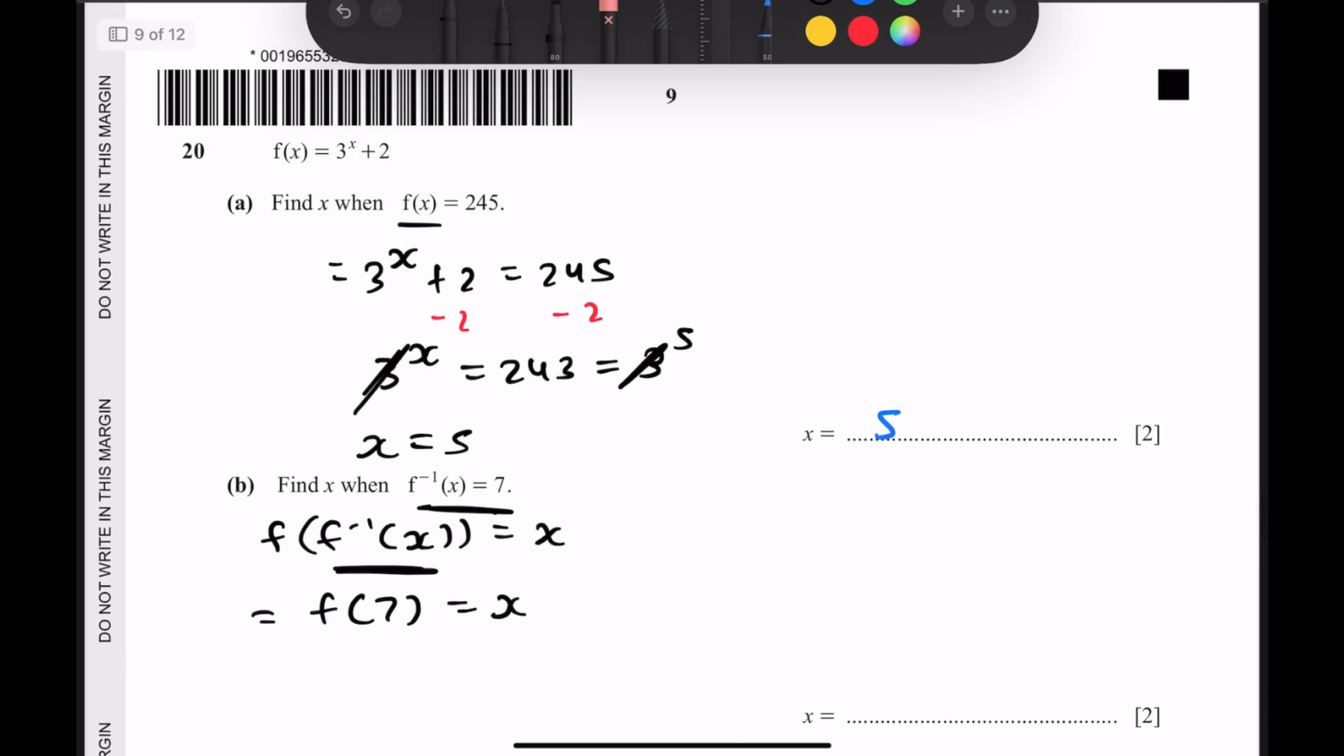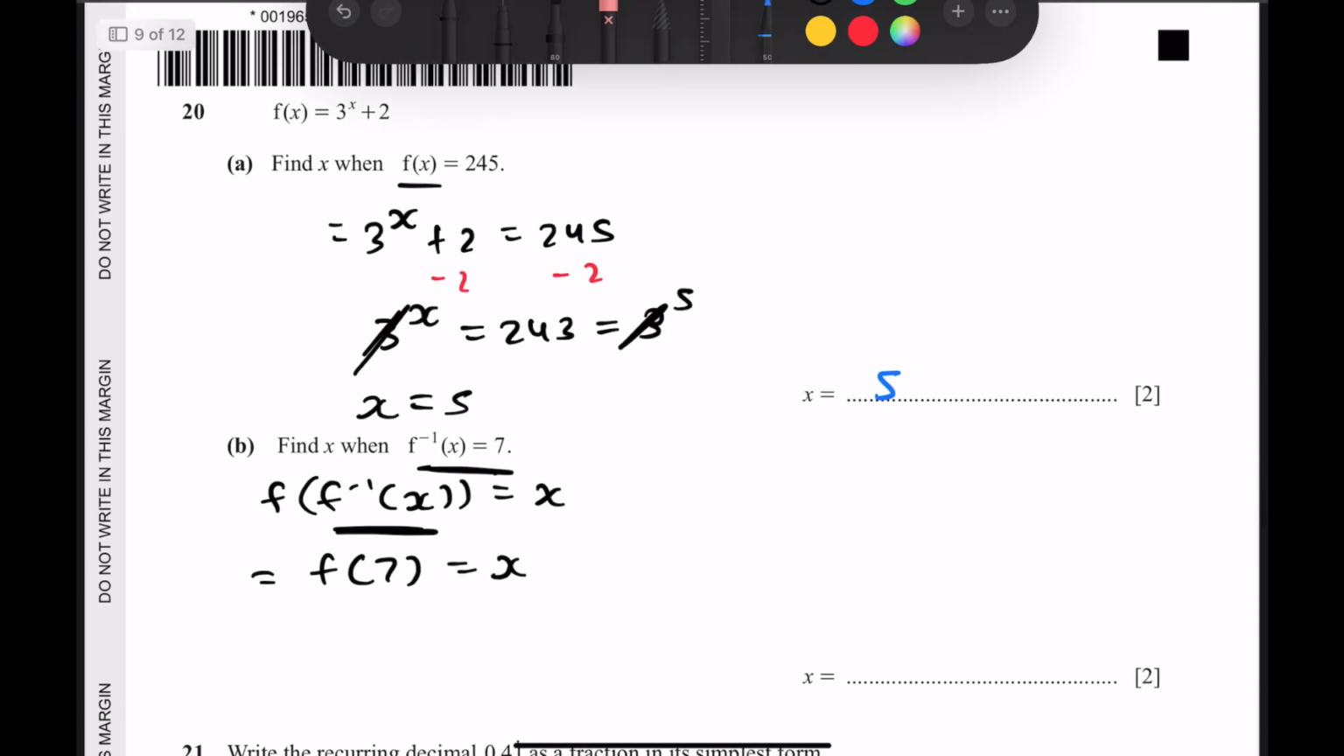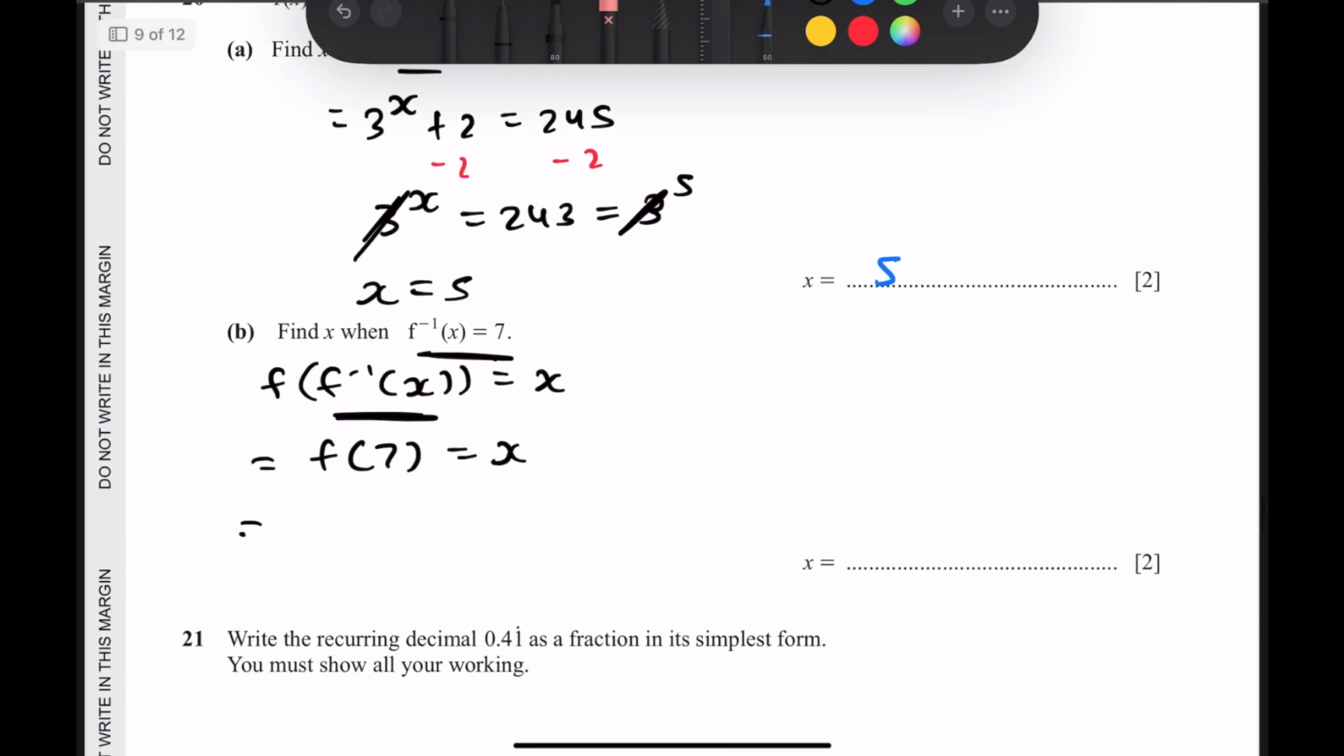And so if I replace x with 7 over here, this means that 3 to the power of 7 plus 2 is equal to x, which is equal to 2187 plus 2, which is equal to 2189. That's your answer for part B.